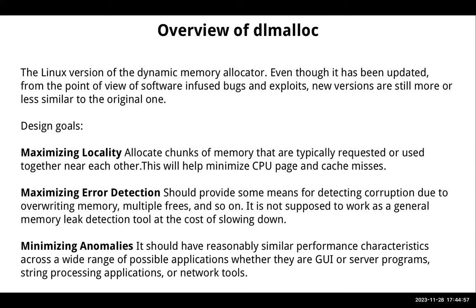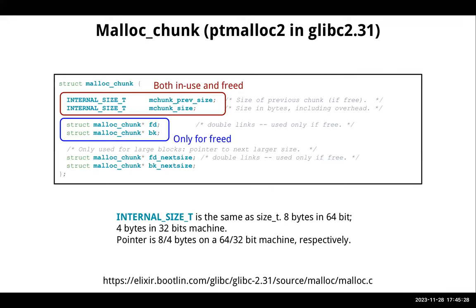There are some other design goals, like locality, which means allocating chunks of memory that are typically requested or used together near each other. This will help minimize CPU page faults and cache misses, maximize error detection, and minimize anomalies. Those were the design goals of DL malloc. But it doesn't mean DL malloc is secure. It doesn't mean it is perfect.